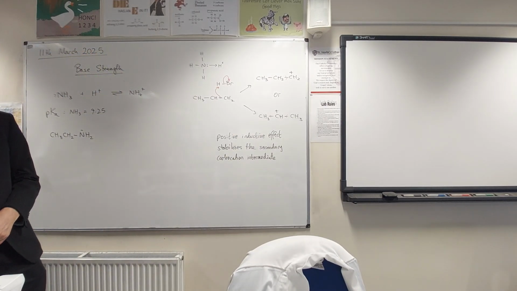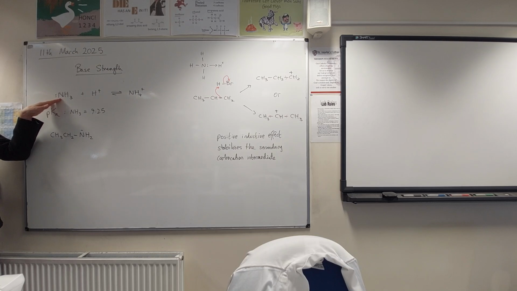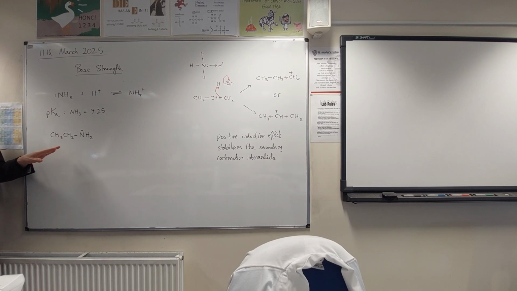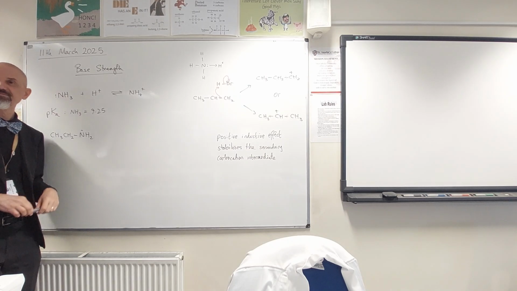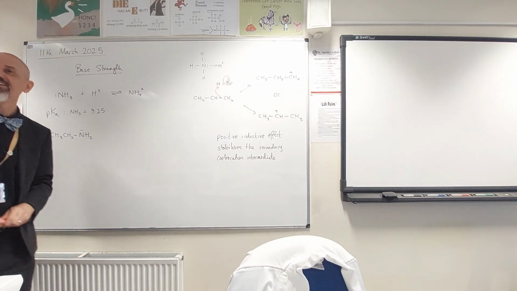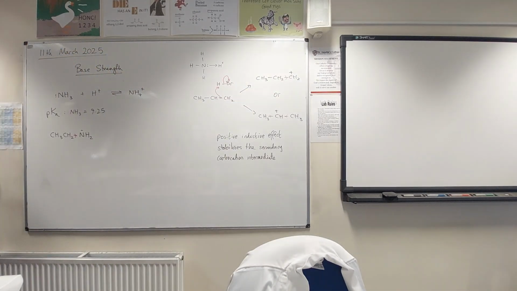Okay. How does that relate to this? So we're not comparing secondary with primary carbocations here. We're comparing ethylamine with ammonia and its pKa value. We'll come to the pKa value, but what's going to happen with our ethyl group here? Yes, Chris, go on. It's going to push electrons towards the nitrogen, exactly the same way as we had over here. It's going to push electrons down.